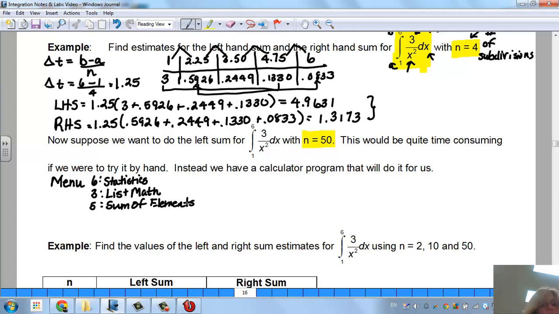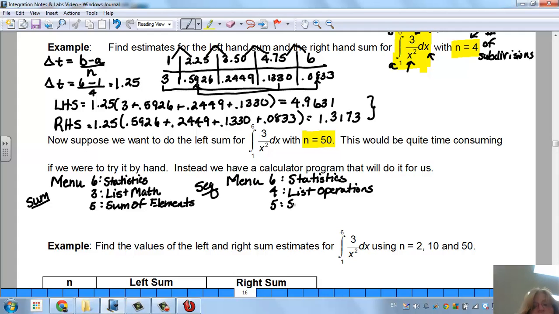Now that will put the sum in here. So this will give you the sum. And then when we want to do the sequence, because that's what we're doing next, you're going to do menu. And it's going to be 6 for statistics again. 4 for list operations. And then 5 for sequence.